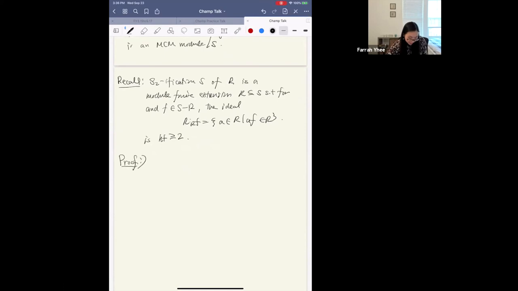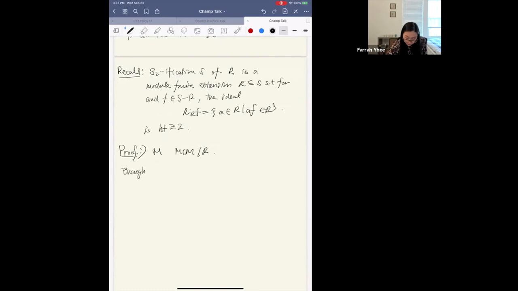So the observation that I want: let M be maximal Cohen-Macaulay over R. It's enough to show that I can actually think of M as an S module. So it's enough to show that for any F that's in S but not in R, I'll say there's a well-defined action F times M.